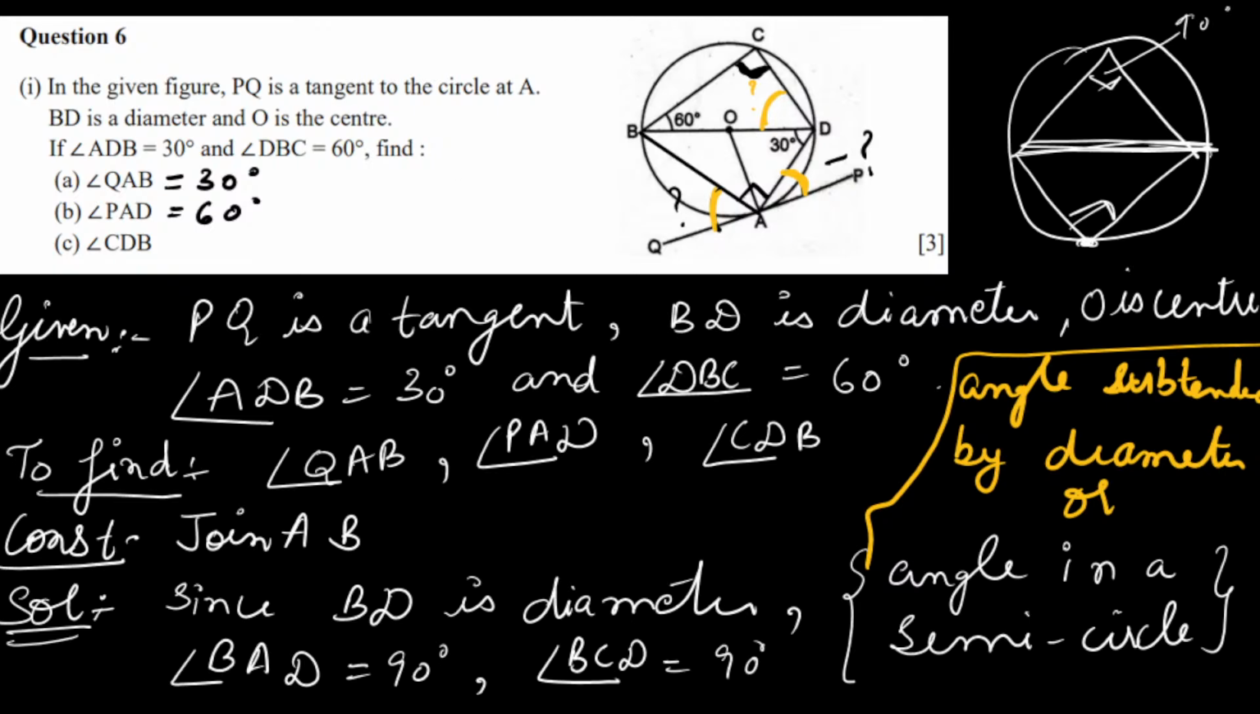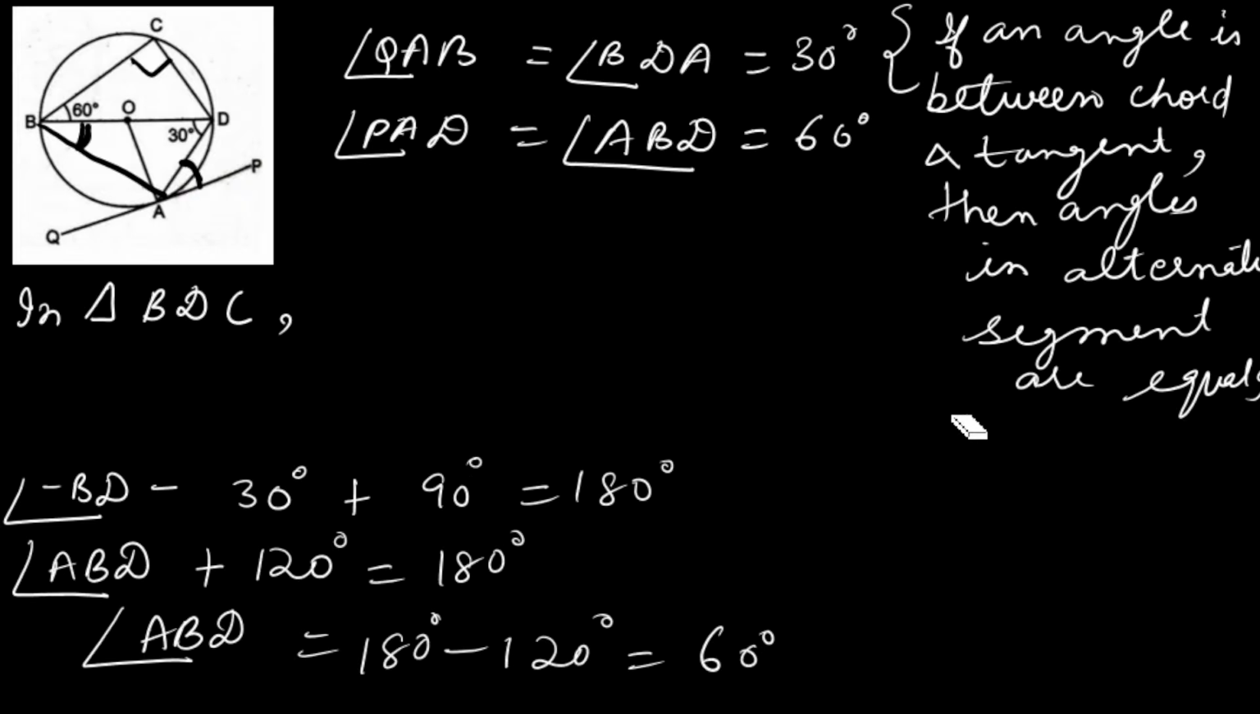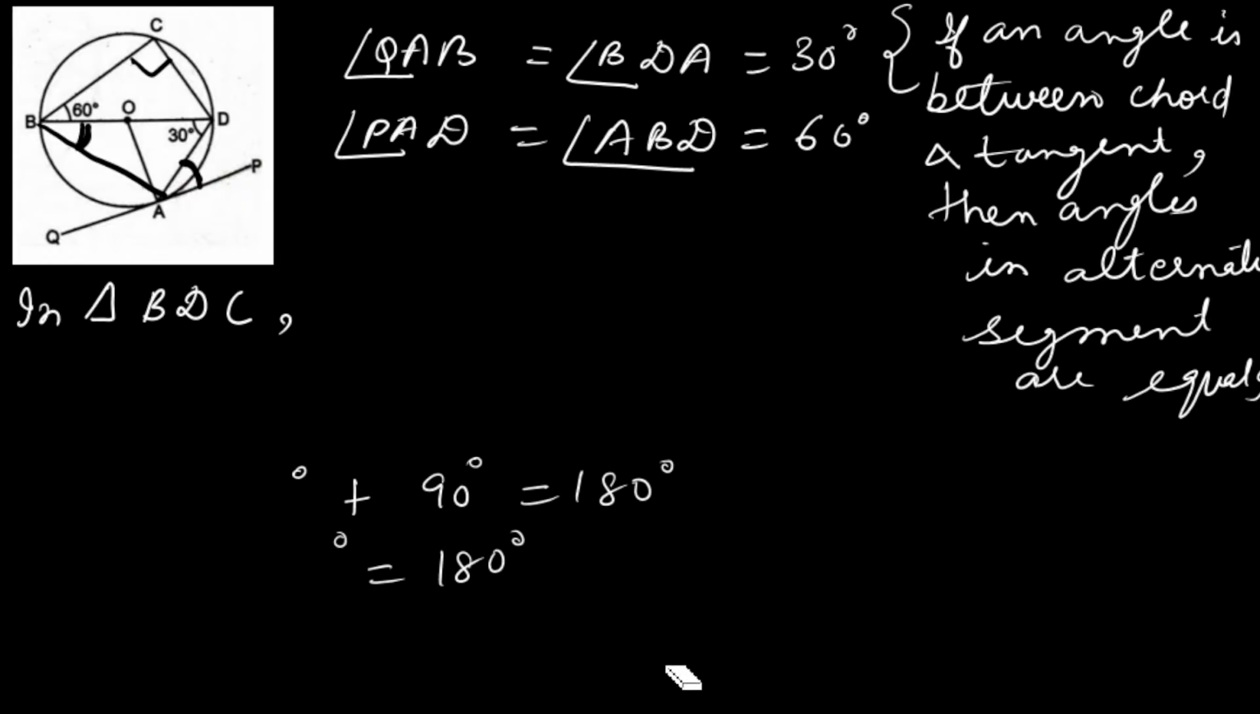CDB is this one in the first triangle, so that's also easy to calculate. Again we will use the angle sum property. But the triangle which we have to use is BDC. Why BDC? Because two angles we already know. So here I am just going to work in triangle BDC. We know two angles, so the third unknown one we can find. If two angles in a triangle are known, the third one which is unknown we can find.